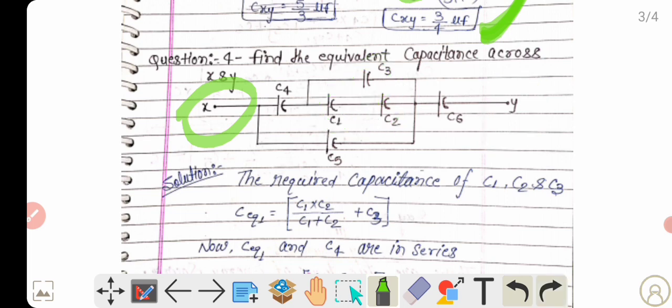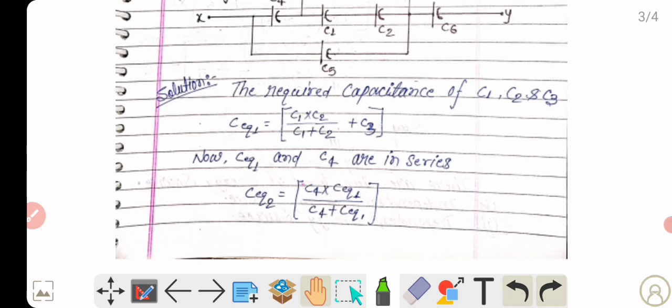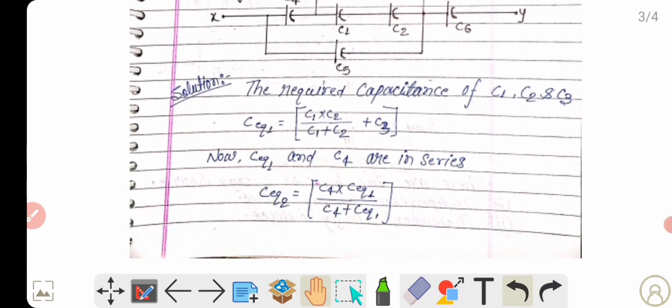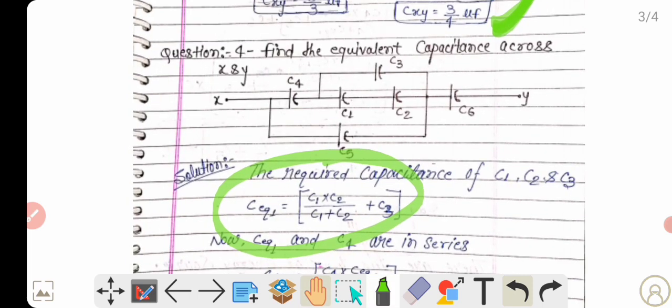Now my dear friends, as you can see in the given figure, the series connection of C1 and C2 is in parallel with C3. So here we have calculated the capacitance equivalent to C1, C2 and C3. And now the combination of C1, C2 and C3 will be in series with capacitor C4.